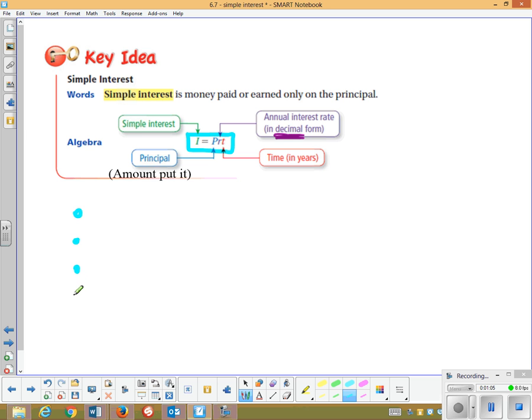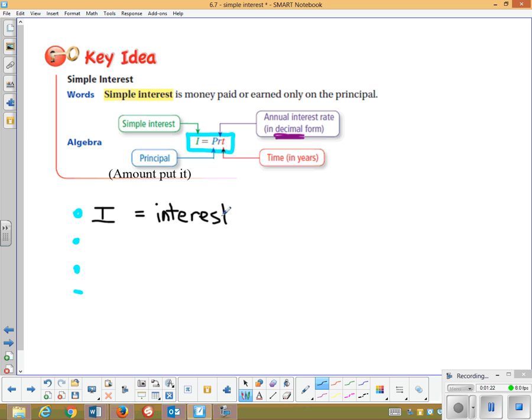So 1, 2, 3, 4. The first one is going to be the I. What is the I? It says the I represents the interest. So we're going to put here interest. Go ahead and copy down what I'm writing. So I is the interest.